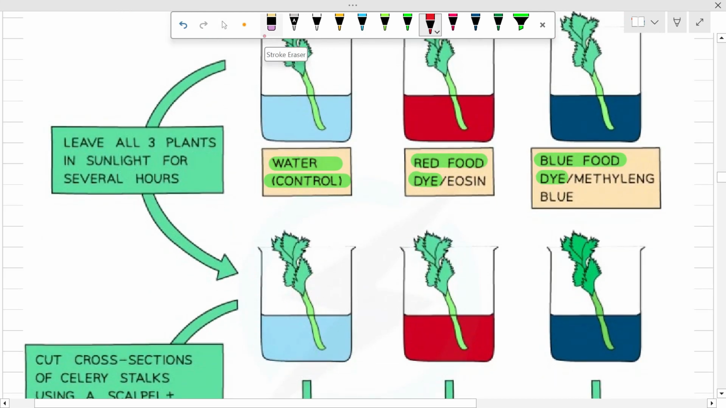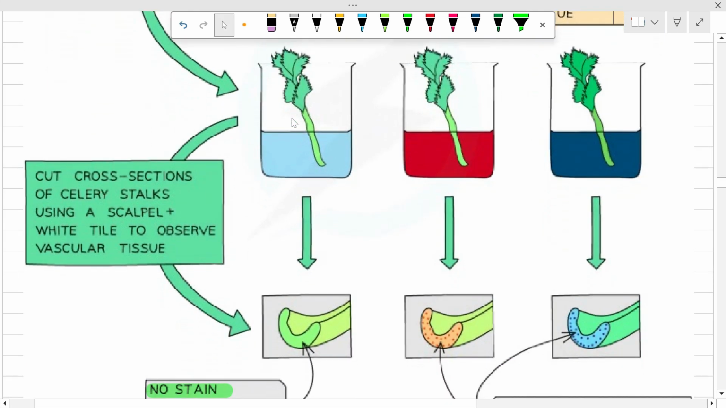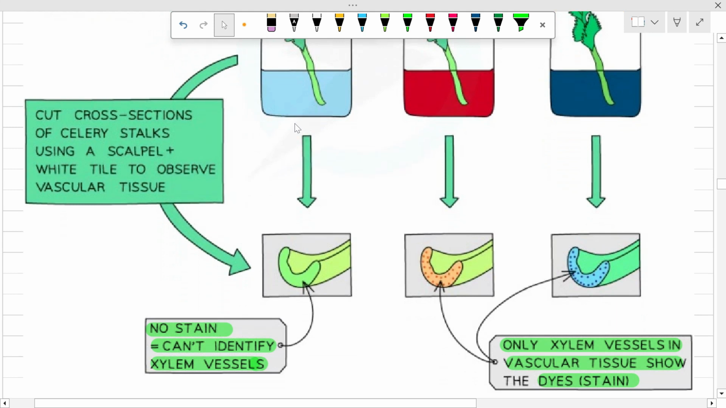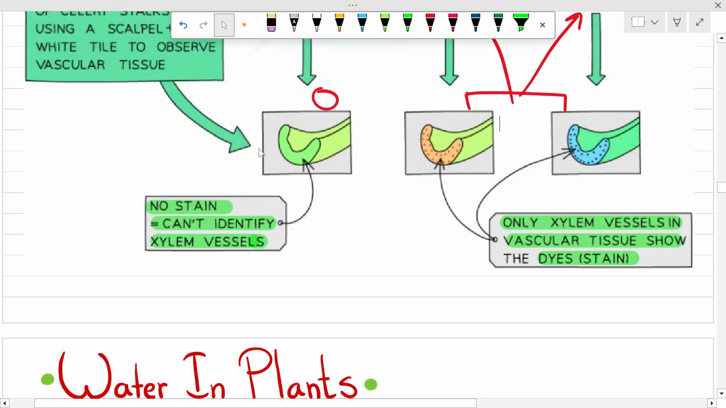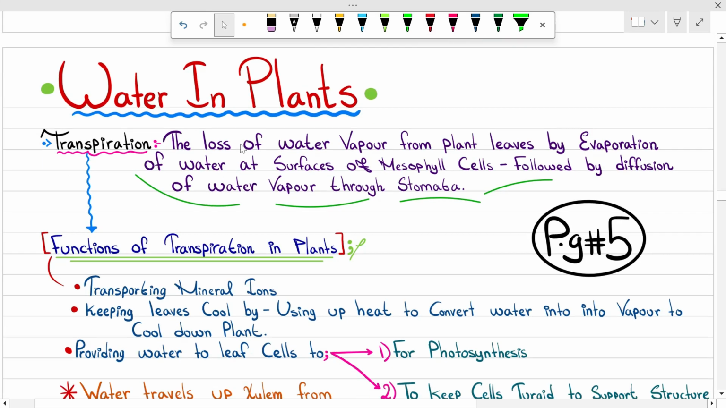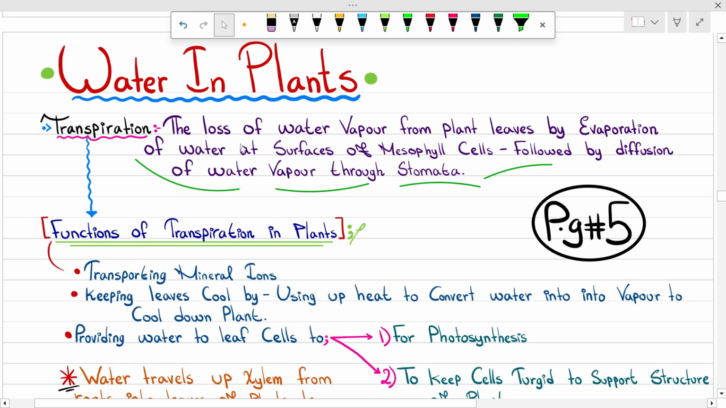We have 3 plants in sunlight for several hours. The first one is placed in water, second one is placed in red food dye, and third one is placed in blue food dye, or methylene. After a period of time, we discovered that the first one has no stain because it absorbed just water without any dye coloring, while the other 2 are stained by the color of their dyed water. That's an easy experiment. Let's move on to transpiration.